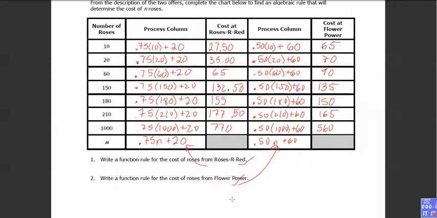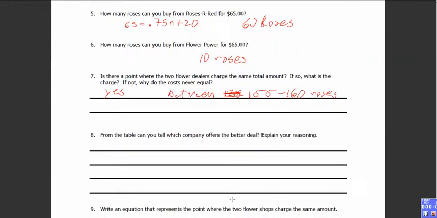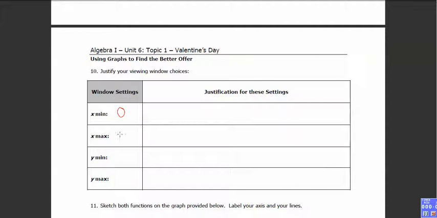So I'm going to make my x value 210, and my reasoning for that is because the interesting point, I'm not going to write because PDFs are not very good at this. But the interesting point happens before that, right? So if I go from 0 to 210, I include the least amount of roses, and I go up to the point where they've already crossed, and I know that Flower Power is going to be cheaper from then on.